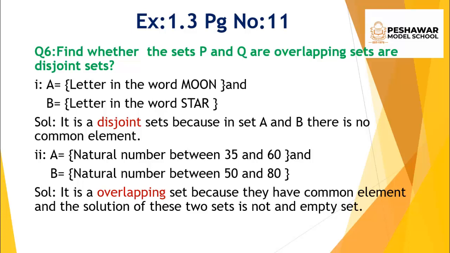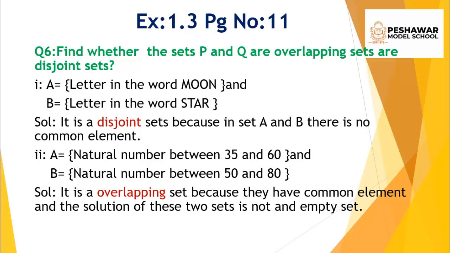Question number 1: set A is equal to the letters in the word moon. How many letters are in moon? There are 4 letters in moon: M, O, O, N. And set B is the letters in the word star. The letters of star are S, T, A, R. It means there is no single common element. So it is a disjoint set because in sets A and B there is no common element.